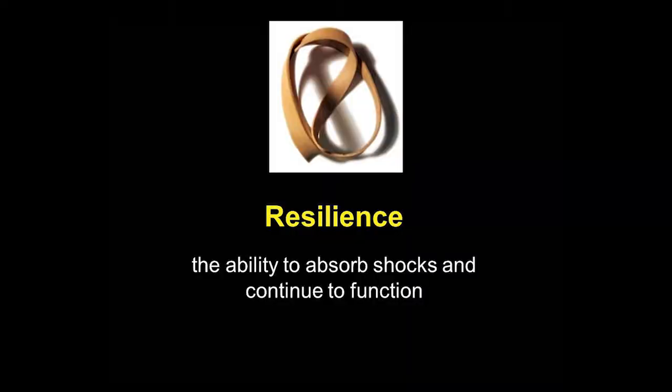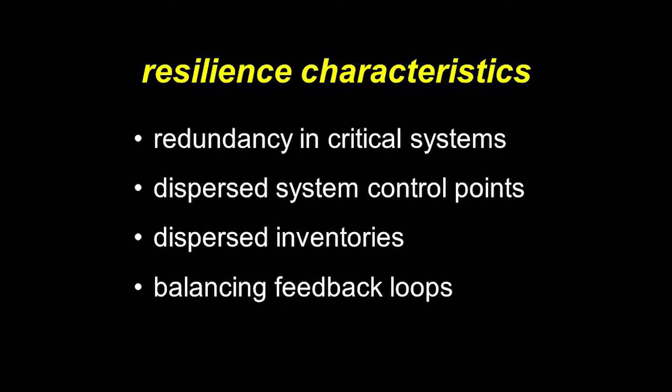So that suggests we should be building more resilience in society. Rather than trying to get this machine going again and getting it to go as fast as we can, we should be making this machine as resilient as possible. That means having more redundancy in systems rather than having all of our stuff made in China. Why not make some of our stuff here and in various different places so that the whole system has more leeway to it? These are the characteristics of resilient systems: redundancy in critical points, dispersed system control points, dispersed inventories, balancing feedback loops.